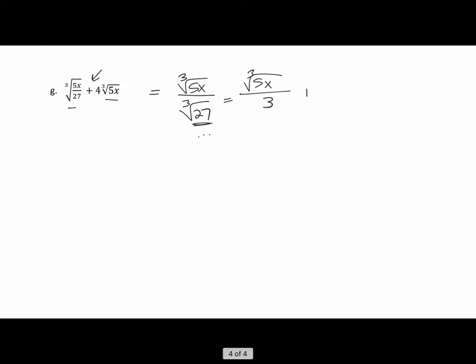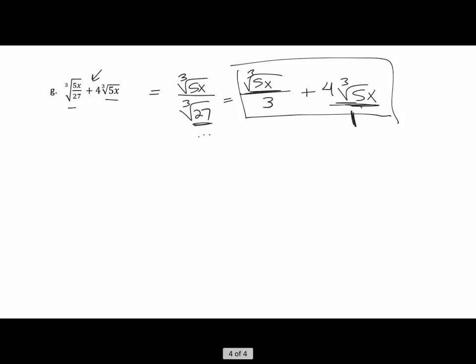And well, that's all I can do. So let me write the rest of this. And let's see if we can add these together. Cubed root of 5x, cubed root of 5x. I can add them together, right? But one of them is a fraction, so both of them must be fractions. Then I need a least common denominator for 3 and 1, and that'll be 3, which the first term already has, cubed root of 5x over 3, that's perfect.